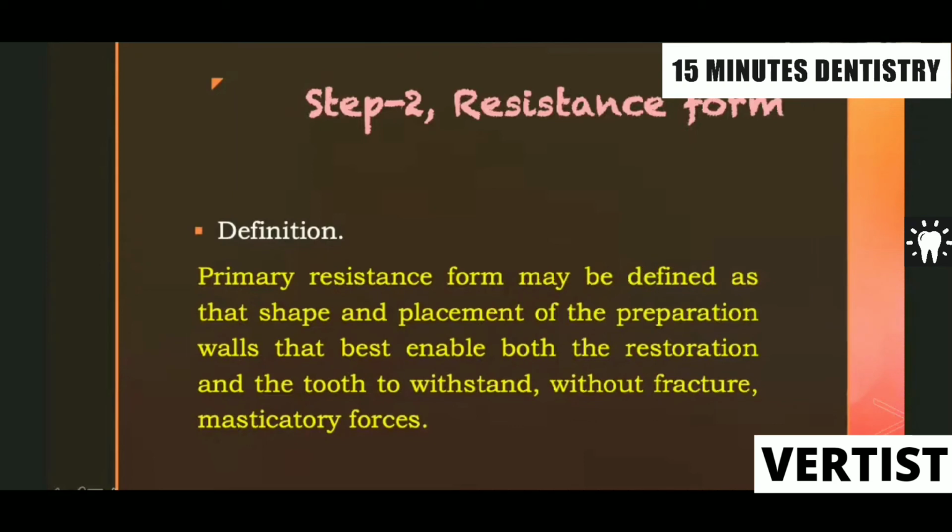Primary resistance form is defined as that shape and placement of the preparation walls that best enables both the restoration and the tooth to withstand fracture from the masticatory forces. So what does it say? It is the shape that you give to the cavity such that neither the filling nor the tooth can fracture when you are masticating or when it is being subjected to masticatory force. Got it? So I'll repeat again, primary resistance form is defined as that shape and placement of the preparation wall that best enables both the restoration and the tooth to withstand masticatory forces without fracture.